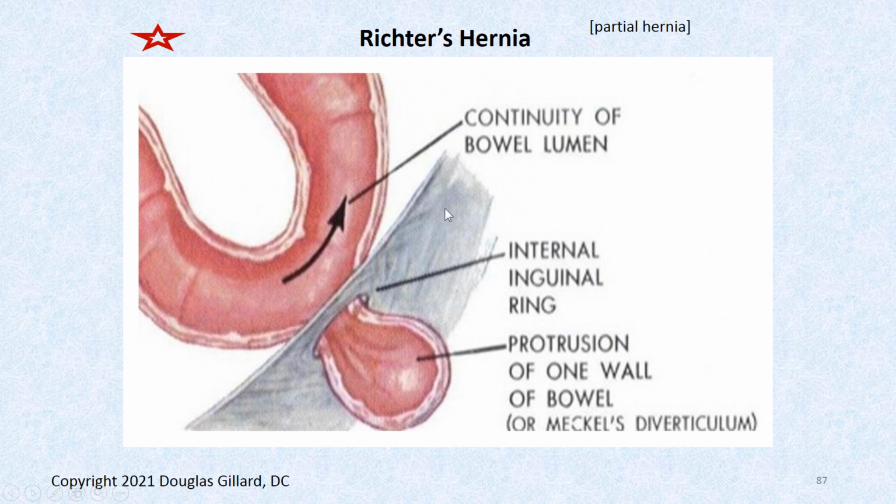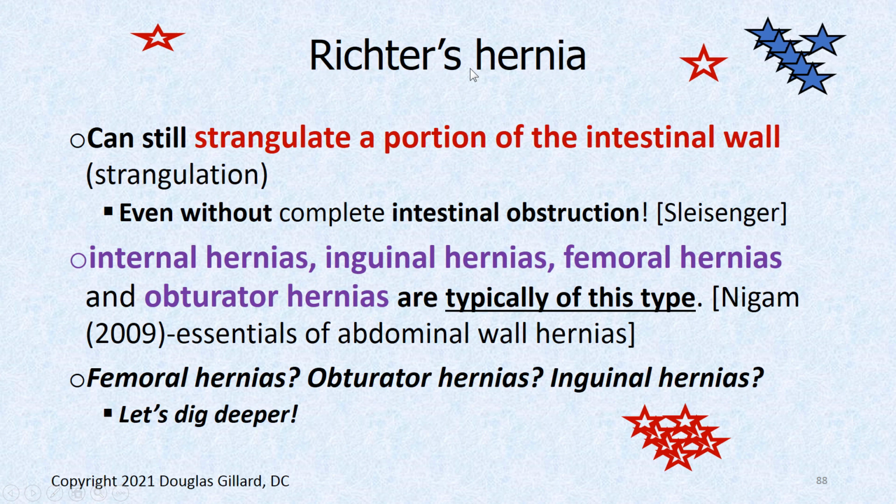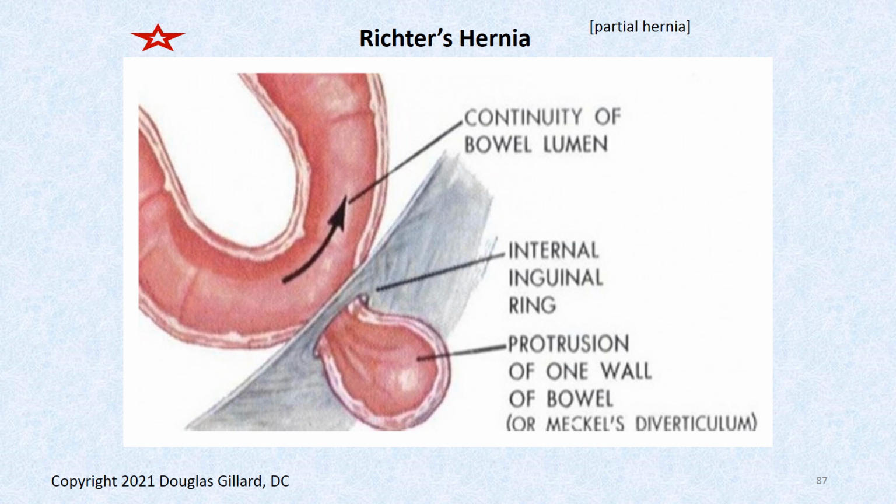Here's a picture of the deep inguinal ring right here, and this intestine, some of it has got sucked down the deep inguinal ring into the inguinal canal, which is not drawn here, but there would be inguinal canal around there. So this is a partial hernia, so that's called a Richter's hernia. Got it? Make sure you know that Richter's hernia is a partial hernia. And it can still strangulate. I mean, this intestine can definitely become ischemic, right?